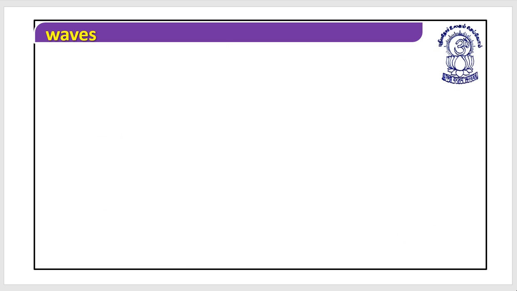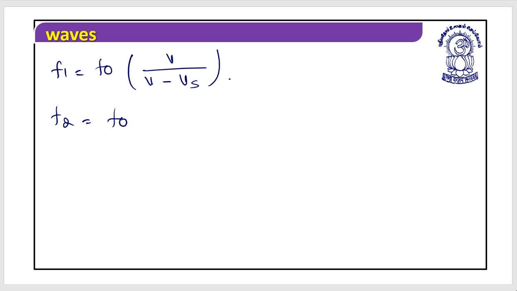So when I look for f1, this is equal to f naught, observer is at rest, so this is v upon v minus vs. And what about f2, which is equal to f naught into bracket v upon v plus vs. I hope this is clear.